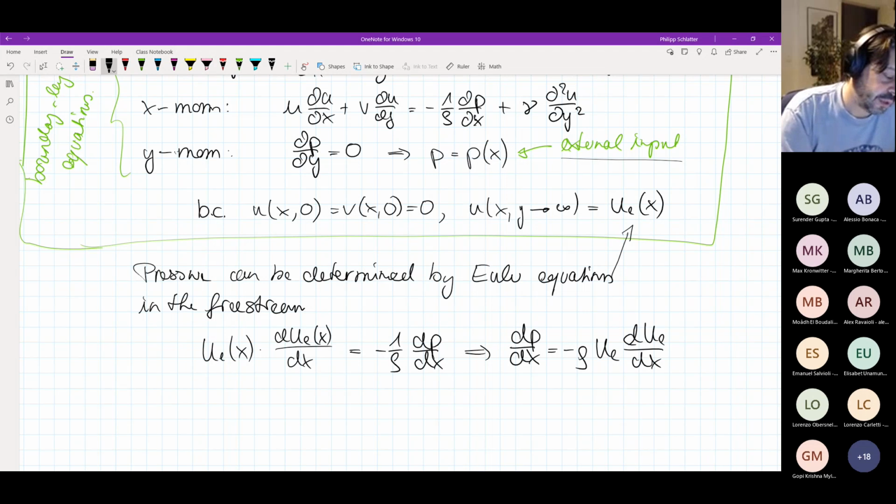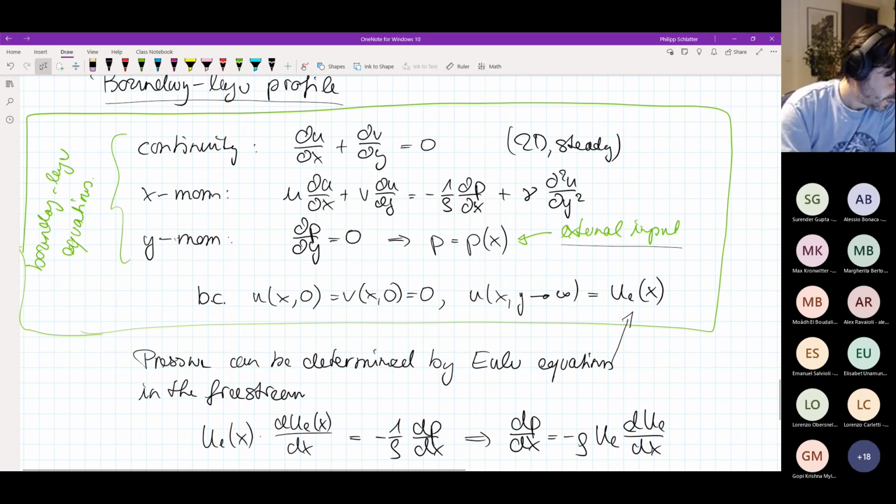And of course, with this, if you know your free stream velocity distribution, you can calculate dp dx, and this dp dx is then what actually goes into these equations. And to be consistent, I can change this to again a normal derivative, because p is only a function of x, not of y.